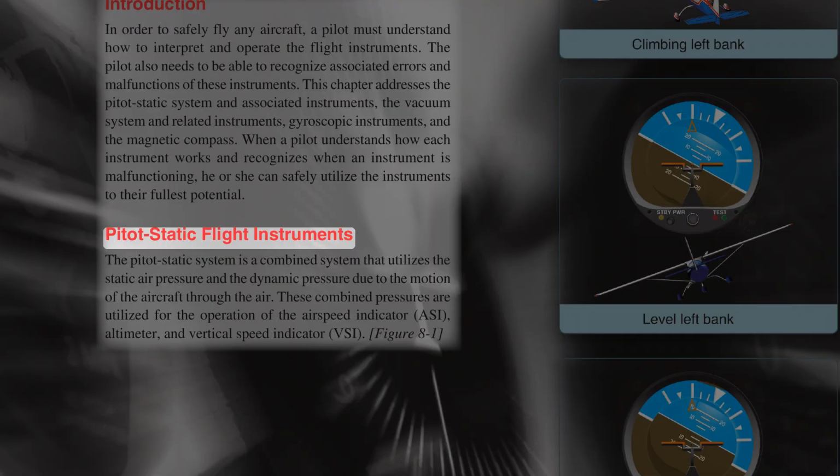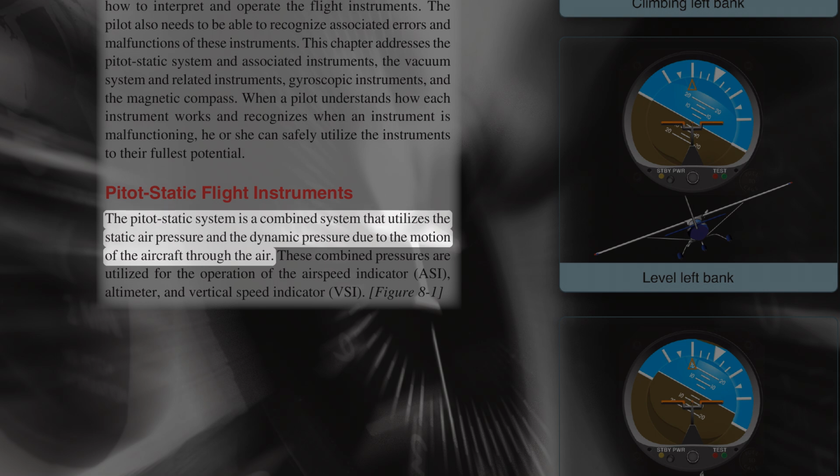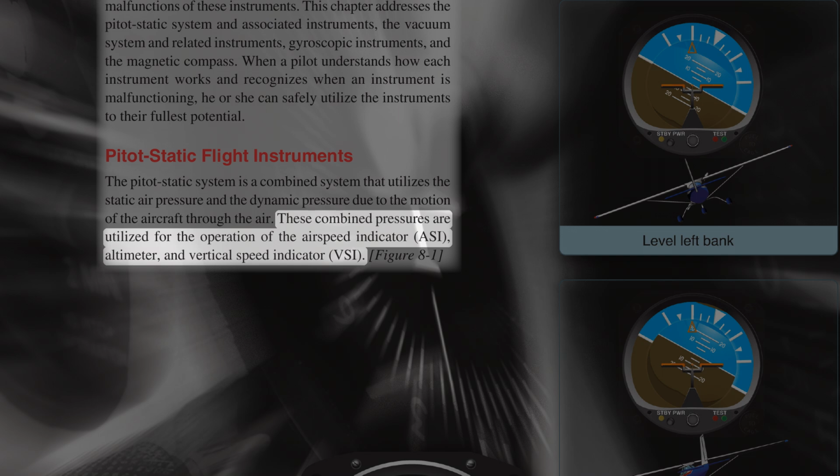Pitot-static flight instruments. The pitot-static system is a combined system that utilizes the static air pressure and the dynamic pressure due to the motion of the aircraft through the air. These combined pressures are utilized for the operation of the Airspeed Indicator, ASI, Altimeter, and Vertical Speed Indicator, VSI.